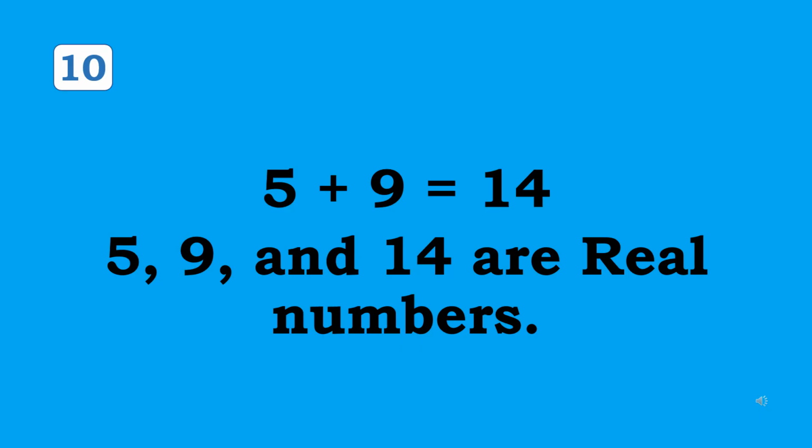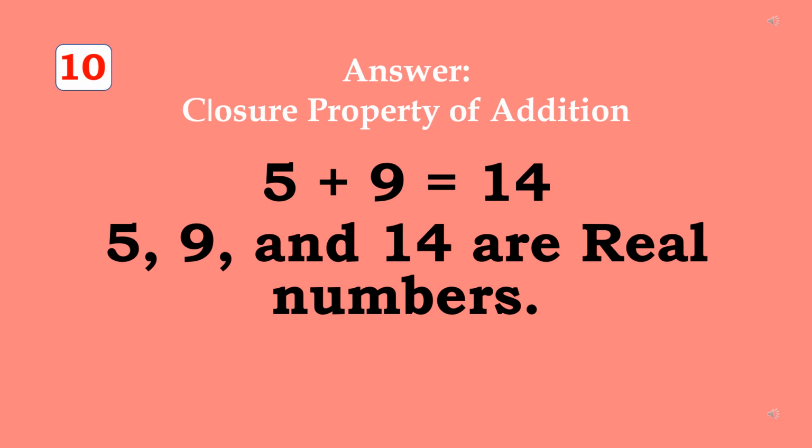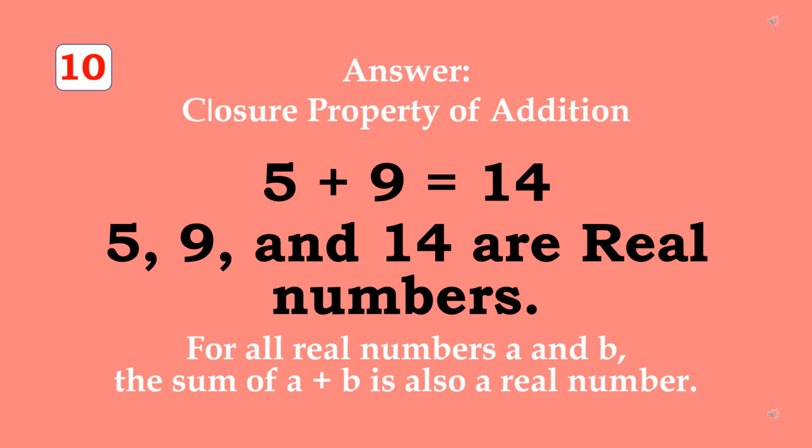The next property says 5 plus 9 equals 14. 5, 9, and 14 are real numbers. What property is this? The answer is the closure property of addition. For all real numbers a and b, the sum of a plus b is also a real number.